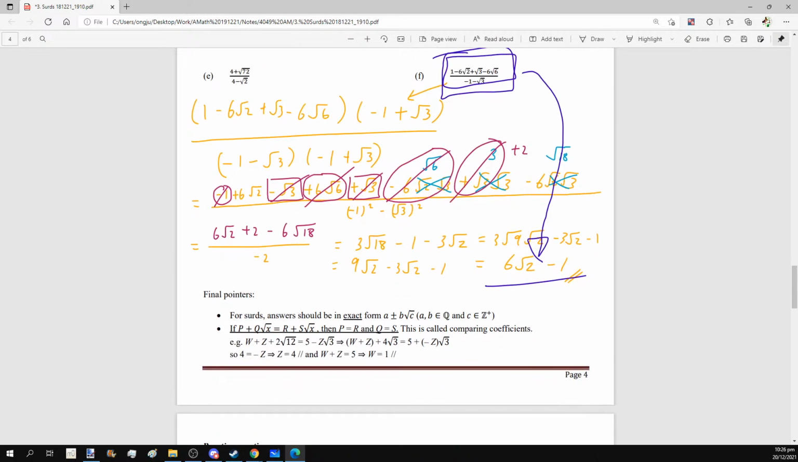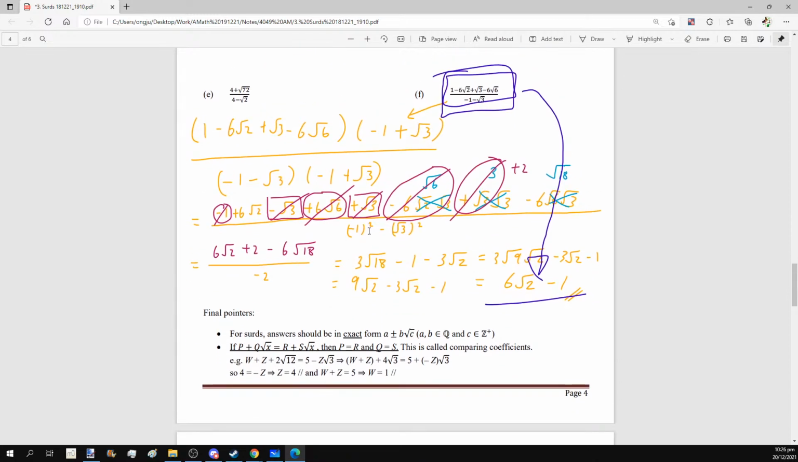Right, some final pointers that are important for us to talk about is that in Surds, we normally like to find the value of x by comparing coefficients. So typically what happens is that after you do rationalizing the denominator, you'll get a very nice final answer. And then we can use this nice final answer to visually compare unknown objects side by side.